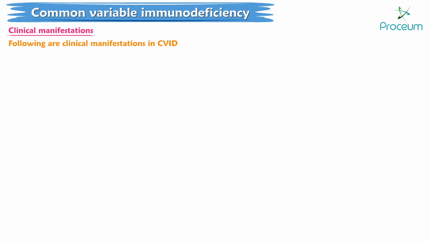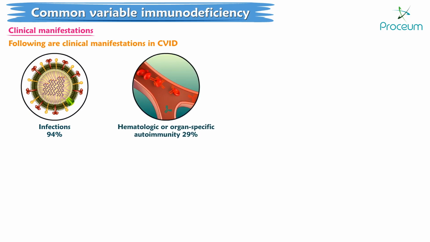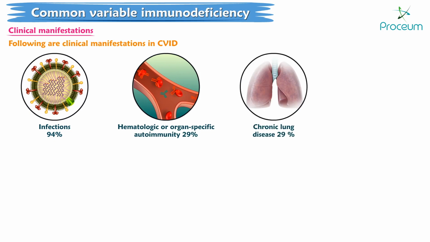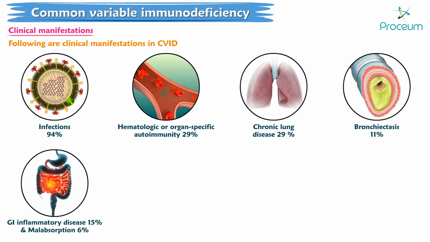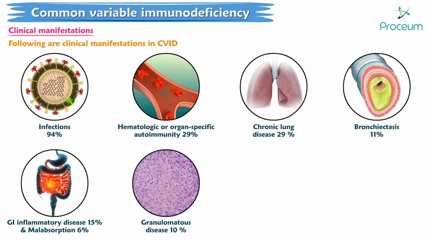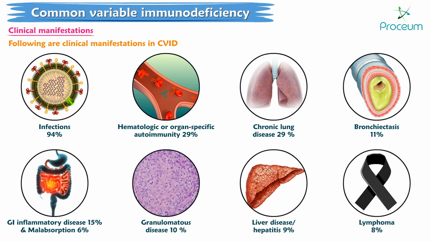The following are clinical manifestations of CVID. Infections at 94%. Hematologic or organ-specific autoimmunity at 29%. Chronic lung disease at 29%. Bronchiectasis at 11%. Gastrointestinal inflammatory disease at 15%. Malabsorption at 6%. Granulomatous disease at 10%. Liver disease or hepatitis at 9%. Lymphoma at 8%.